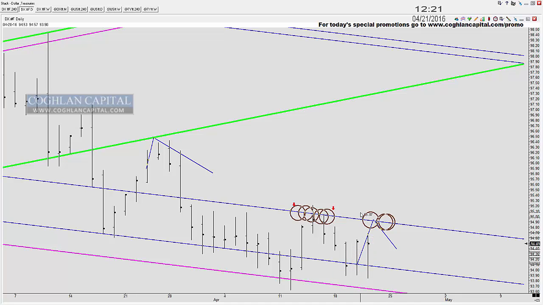So why am I looking for a bit of a push back to the upside in the dollar, which we do seem to be seeing right now? It's actually based upon 3 time frames.